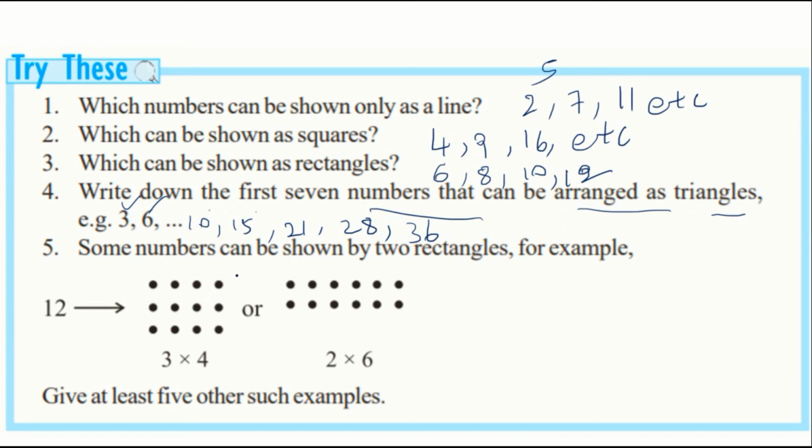Some numbers can be shown by 2 rectangles. For example, 12. 12 can be written as 3 by 4 as well as 2 by 6. That is 3 rows, 4 columns. Even 2 rows, 6 columns. Give at least 5 other such examples. So do these 5 examples on your own.